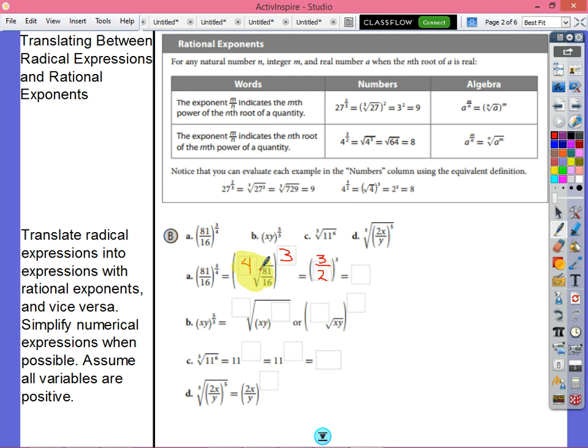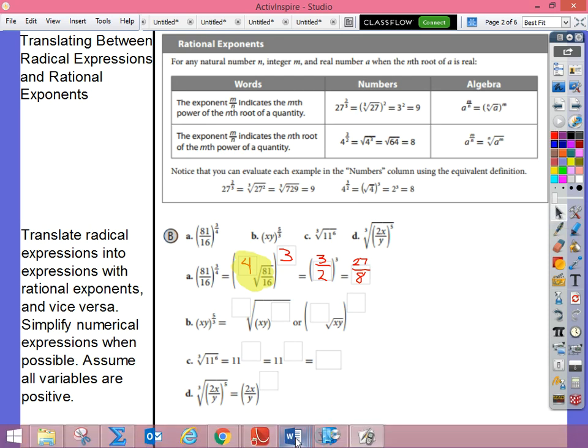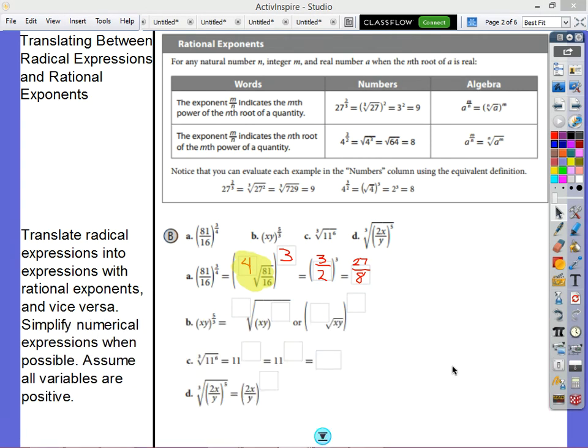Now I need to do 3/2 to the 3rd power. To do that, I would do both 3 to the 3rd power and 2 to the 3rd power. 3 to the 3rd power is 3 times 3 times 3, which is 27. 2 to the 3rd power is 2 times 2 times 2, which is 8. The rules we're using to do this simplifying you can get by looking at the rules of exponents document that we should have.